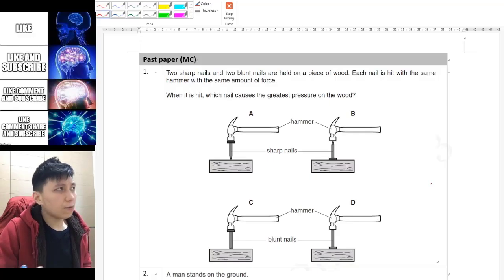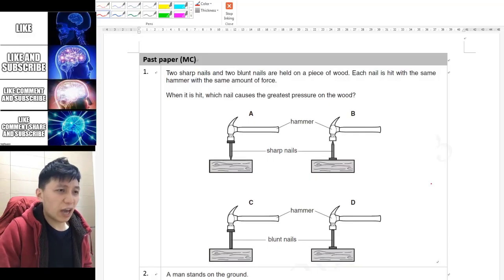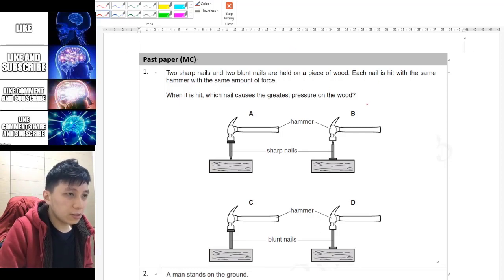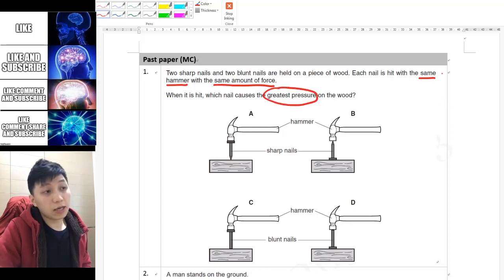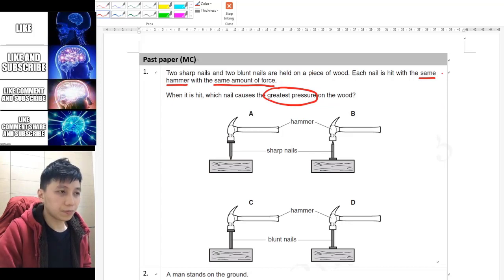Question 1. Similar to maths or maybe other science subjects, you have to locate the keywords in the question. So the keywords in this question would be same hammer, same amount of force, and which one will have the greatest pressure. Okay, so these are the keywords. I'll recommend you to highlight them when you are doing a certain question.